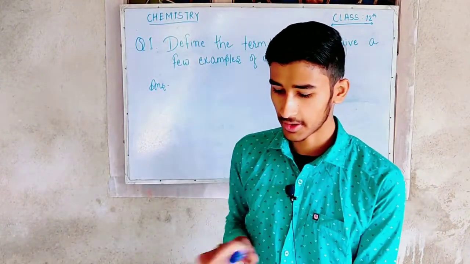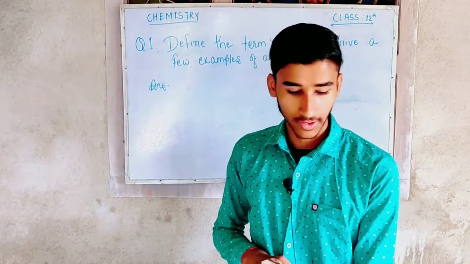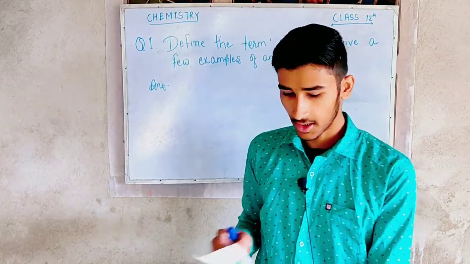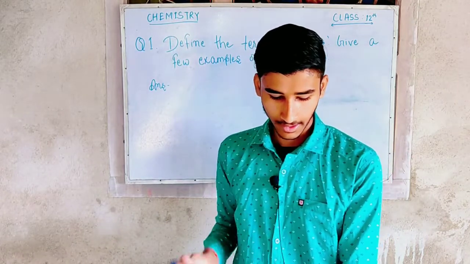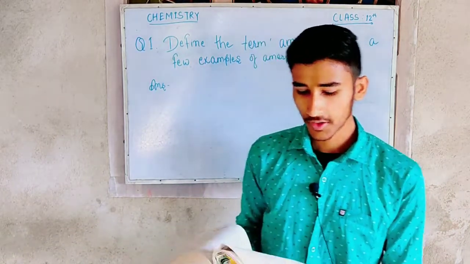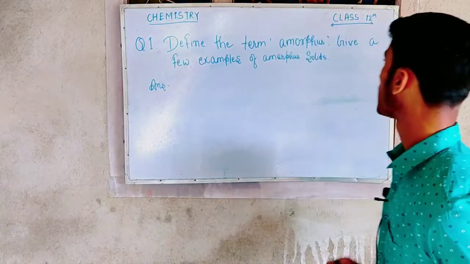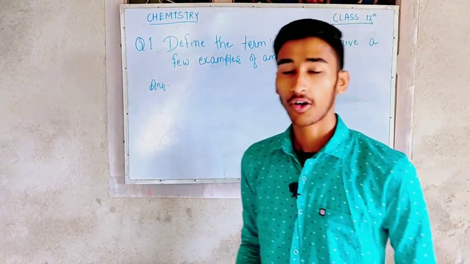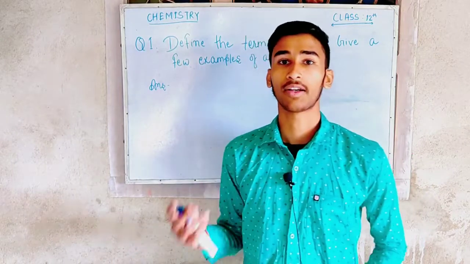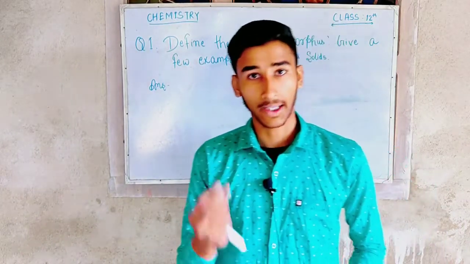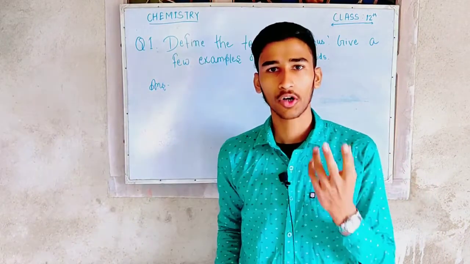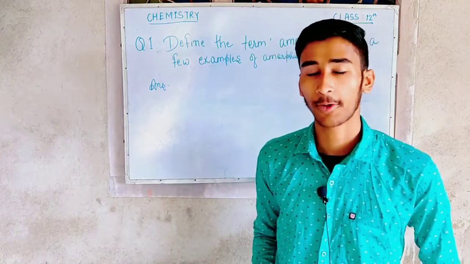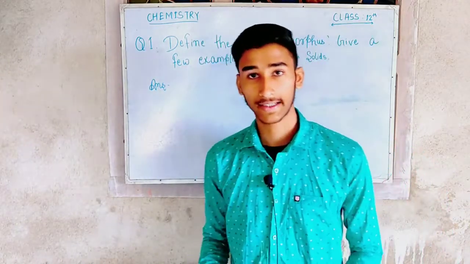So starting with the first question in your NCERT, let's open your NCERT and come to your exercise. The first question is: define the term amorphous, and give a few examples of amorphous solids. We have already studied this in the previous video, and I hope you watched my previous videos. There are two types of solid: first is amorphous and second is crystalline.